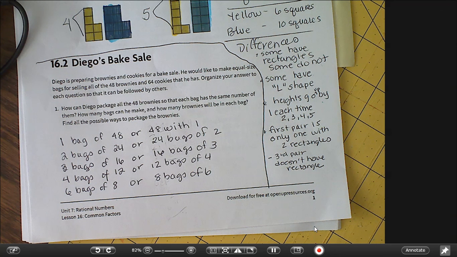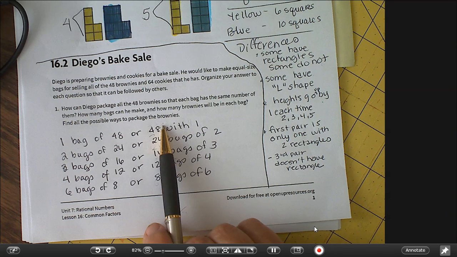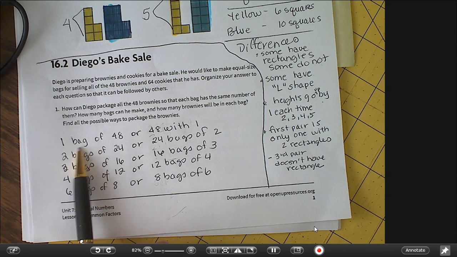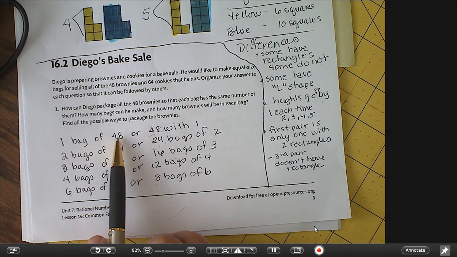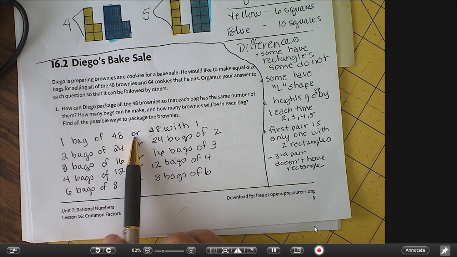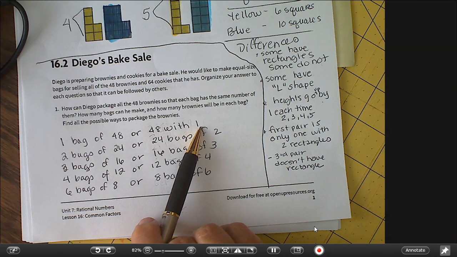How can Diego package all the 48 brownies so that each bag has the same number of them? How many bags can he make and how many brownies will be in each bag? Find all the possible ways he can to package the brownie. So we're just talking about brownies in this one. So he can do one bag with all 48 brownies, or 48 bags with one brownie.